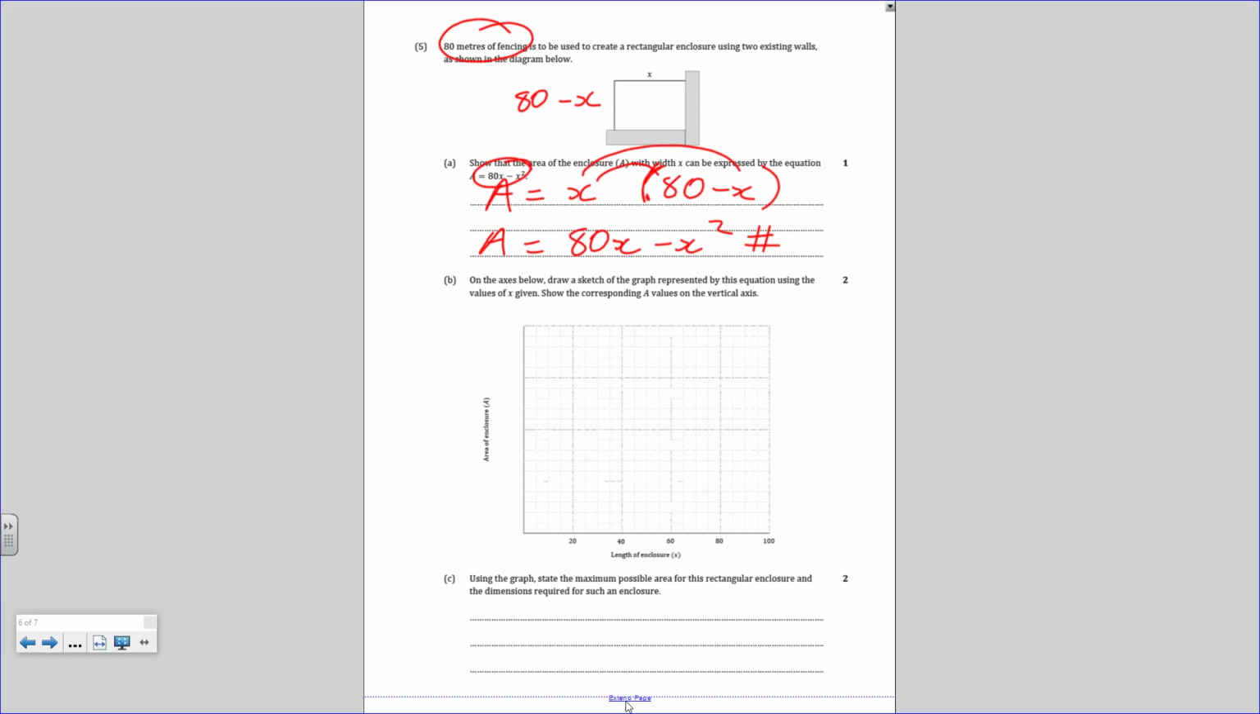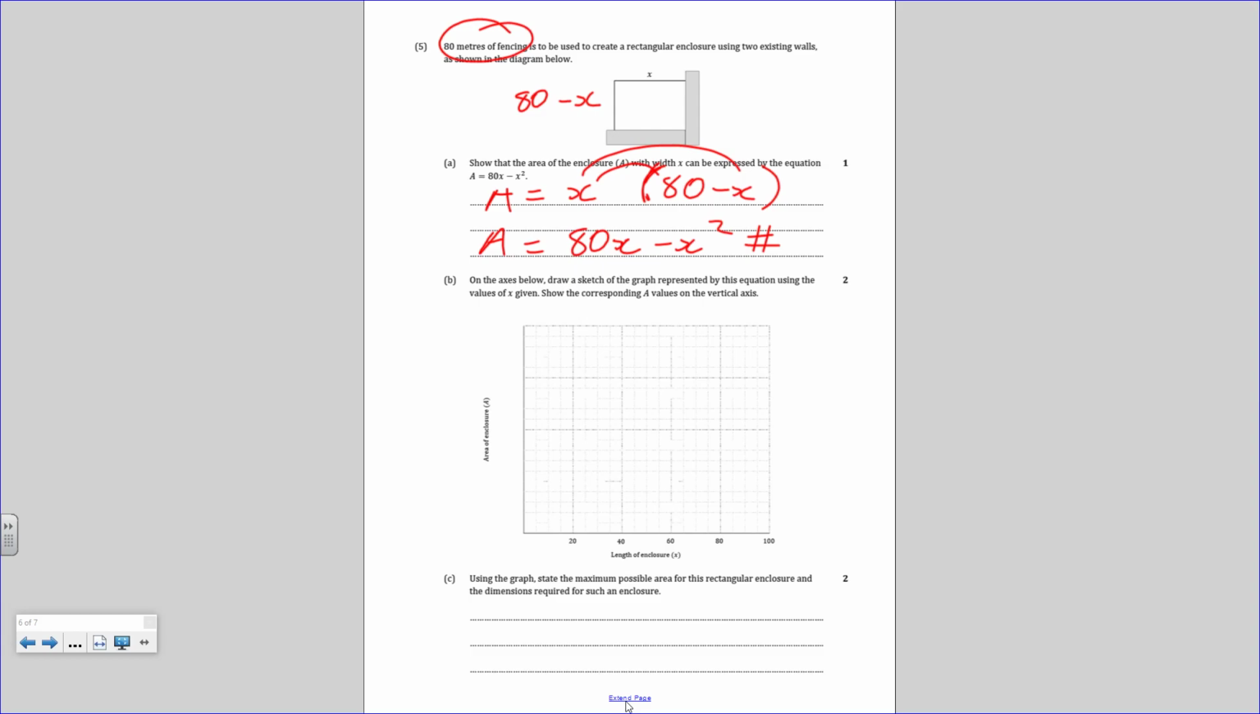Secondly, on the axis below, draw a sketch of the graph represented by this equation. So we're told what the equation is. We have 80x minus x squared. So we've already been told what the equation is. We just need to sketch it.